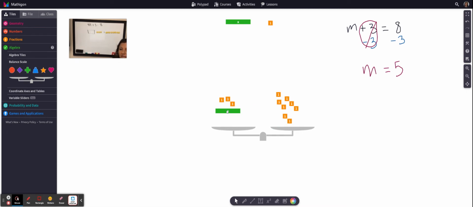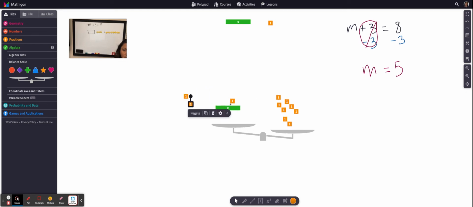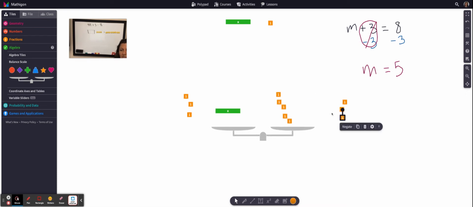My goal is to leave the x by itself. So what I could do is I could move these 3 pieces out of there, right? 1, 2, 3 pieces out of there. In order for this to be balanced, I need to take the same amount on the other side, right? So 1, 2, 3. And when I take 3, I see that it's balanced again, just like we did here, right? We subtracted 3 on this side, subtracted 3 on that side. Well, what does that mean for us now? It means that x, or the one that's taking the place of the m, is equal to 5. 1, 2, 3, 4, 5 pieces.